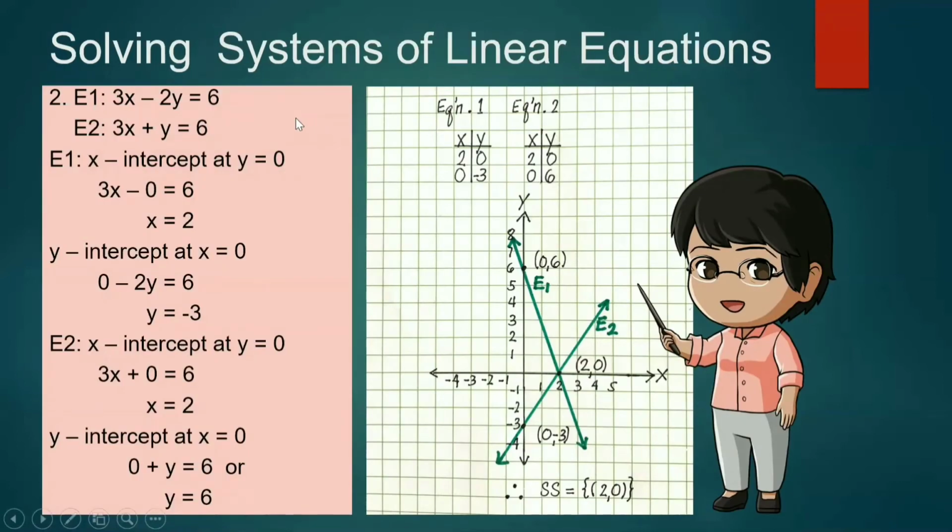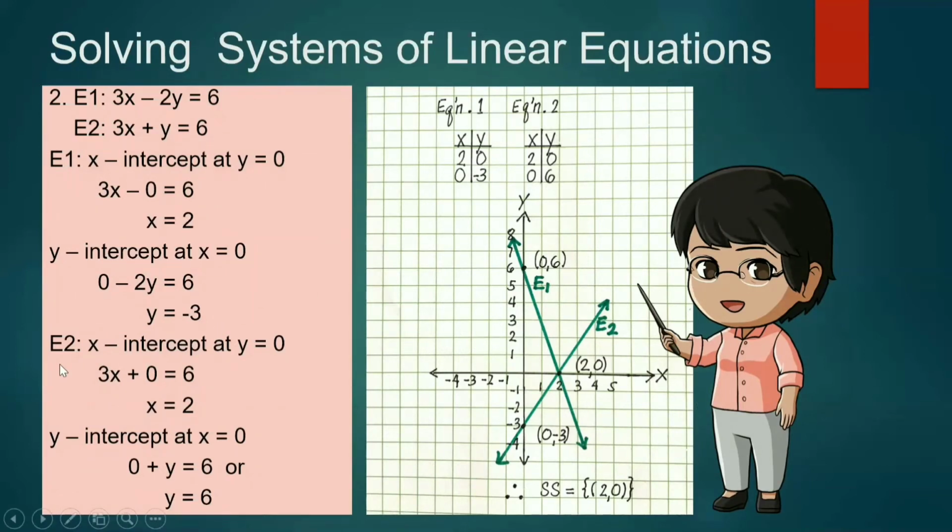Number 2, we have equation 1 and equation 2. Then we solve it graphically. We have equation 1. The x-intercept is at y equals 0, x equals 2. The y-intercept is at x equals 0, y equals negative 3. And it is given in the table.